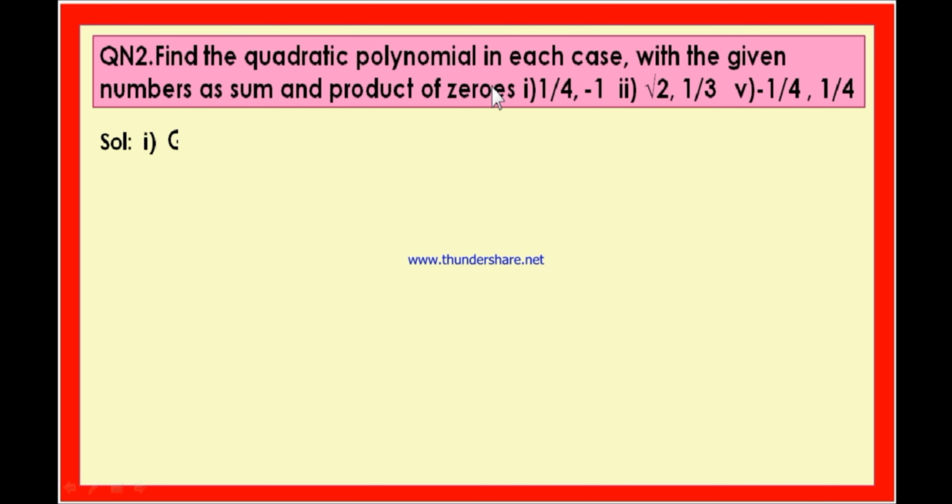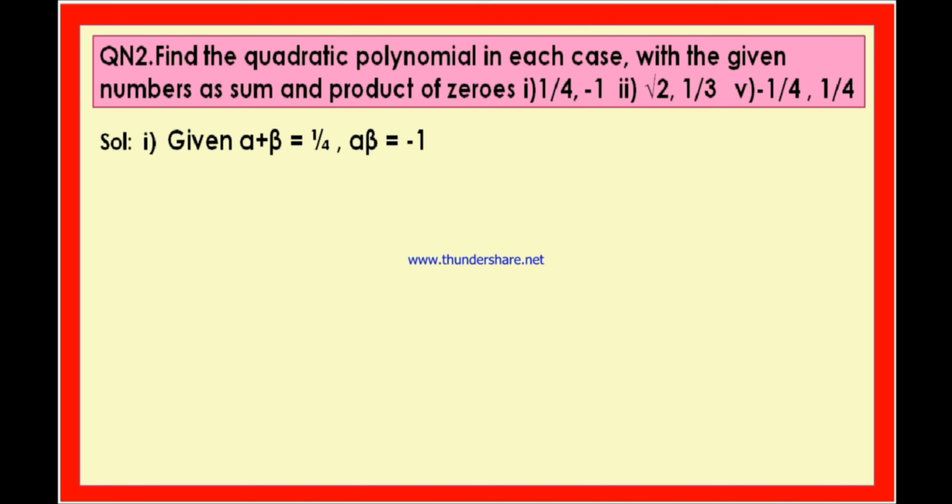Now, in the first bit we have been given that the sum of the zeros is 1 by 4 and the product of the zeros is minus 1. If we assume that the zeros are alpha and beta, then the sum of the zeros, alpha plus beta, is 1 by 4 and the product of the zeros, alpha into beta, is minus 1.